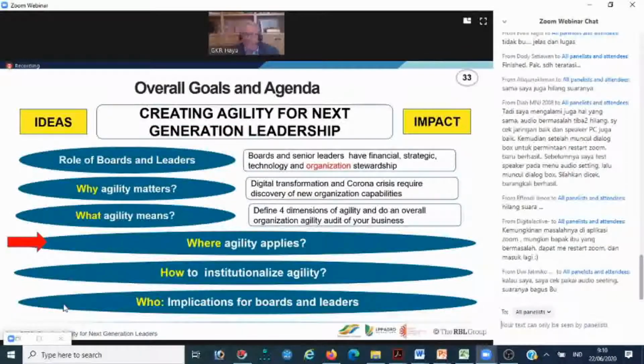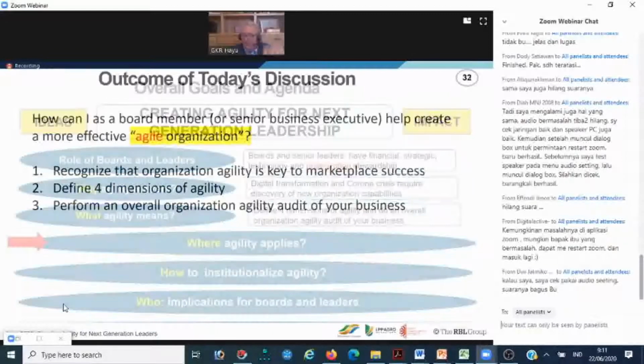I've covered 3 things. And again, I'm repeating this over and over again. I know many of the sponsors of this session are exceptional at communications, and I'm repeating many times the message. Board members, you and senior leaders have financial, strategic, technology, and organizational leadership. Why does agility matter? Digital transformation, the corona crisis, and other crises require the discovery of new capabilities around agility. So what does agility mean? 4 things. Focus forward on the future, anticipate opportunity, adapt quickly, and number 4, learn always.